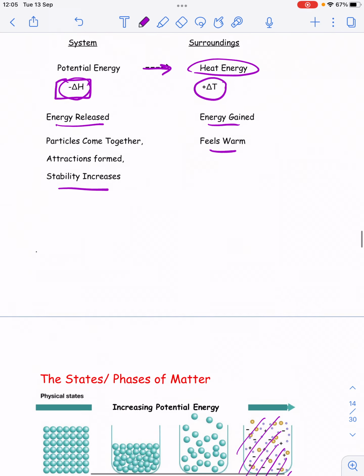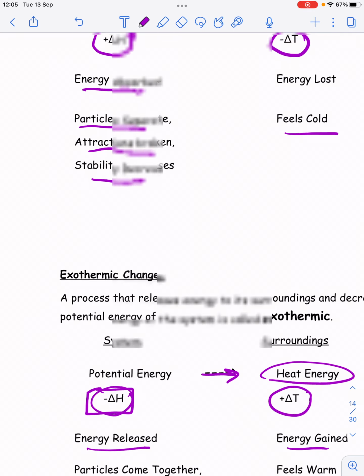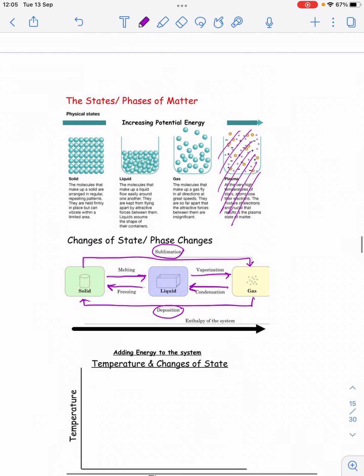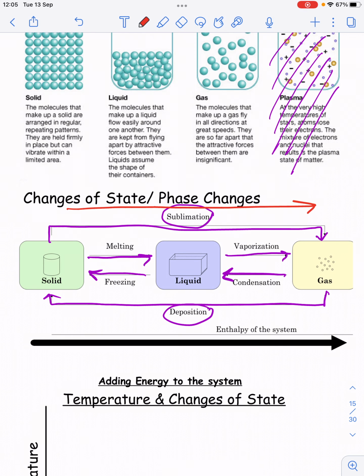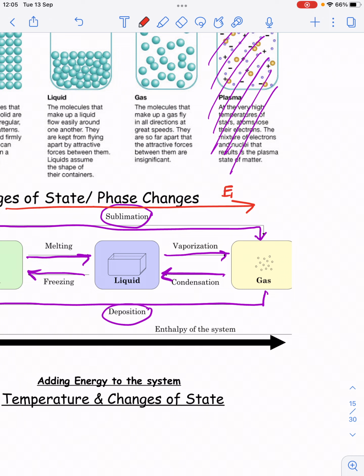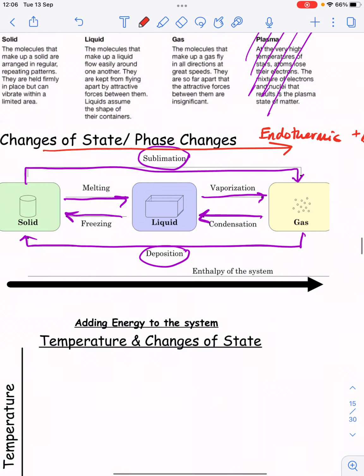Now, if you think about the rule that I said back here, endothermic processes involve particles separating and attractions being broken. And so if you think about the phase changes, anything going in this direction involves particles separating. Solid to liquid, they move a little bit apart from one another. Liquid to gas, they move very far apart. Solid to gas, they move very far apart. So all of those changes, you're expected to know that those changes are endothermic changes. So when we do melting or vaporization or sublimation, the particles are gaining potential energy as they go into those changes. Whereas the reverse is true for the other phase changes.